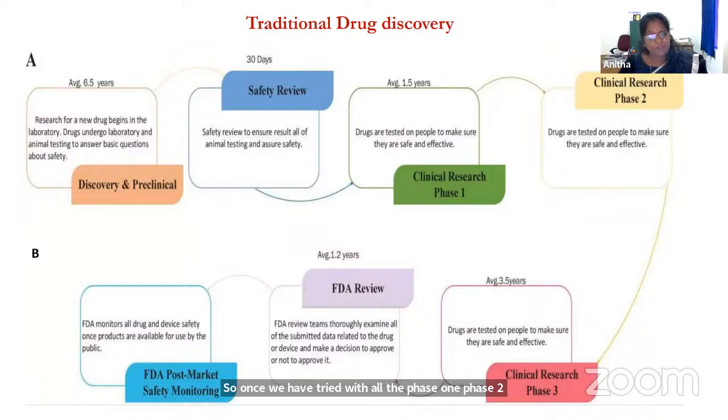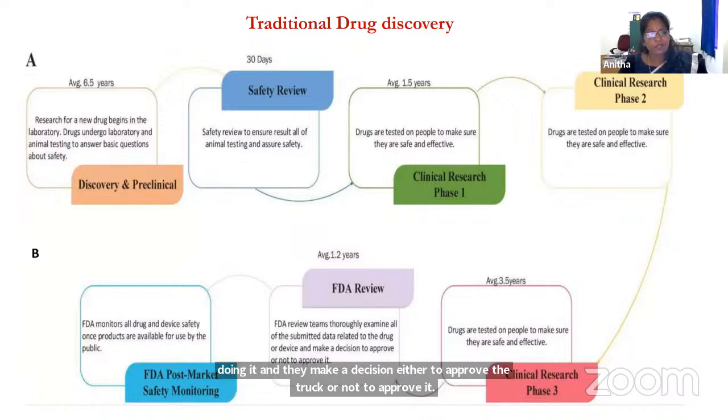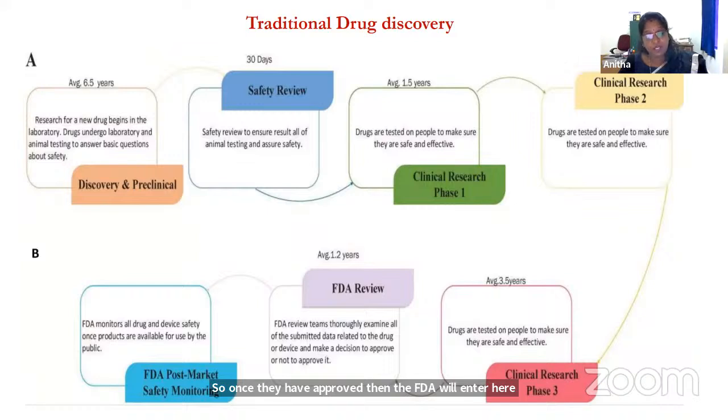Once we have completed phase 1, phase 2 and phase 3 clinical trials, the FDA team enters here. They examine all of our submitted data regarding the drug or whatever device we are developing, and they make a decision either to approve the drug or not to approve it. Once they have approved it, the FDA monitors the drug and device safety once the product is available for use by the public. On average, for a traditional drug to be discovered, it usually takes around 17 to 18 years for a drug to start from the laboratory and come to the market.